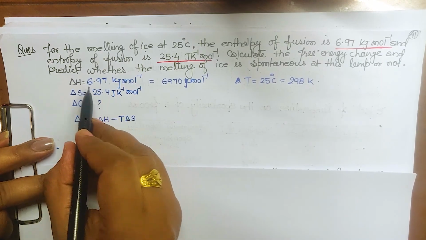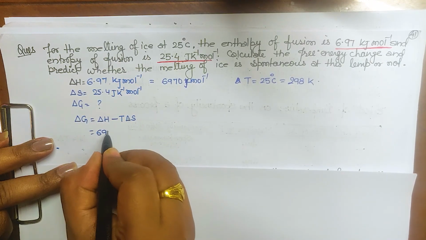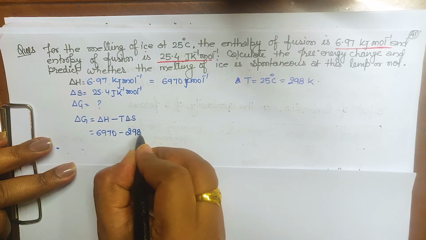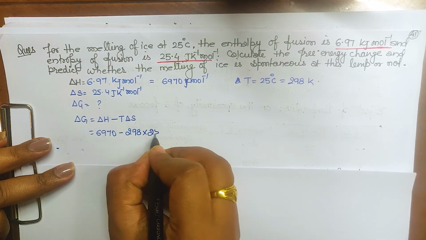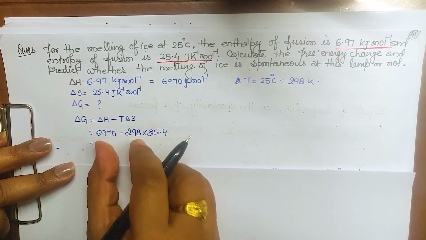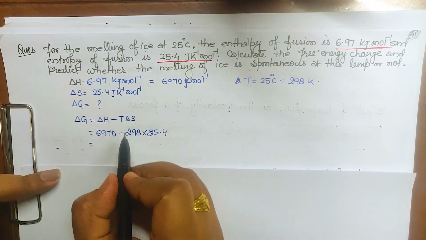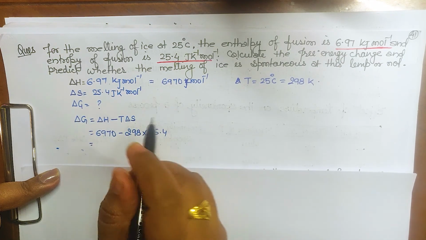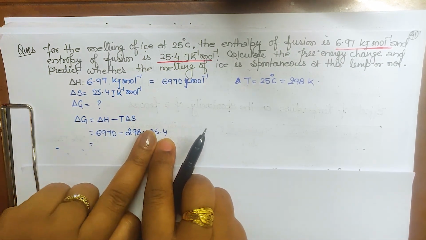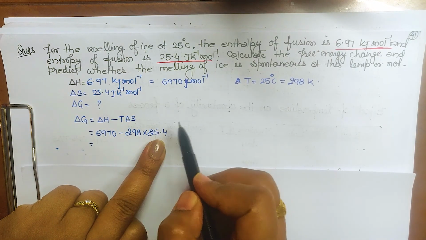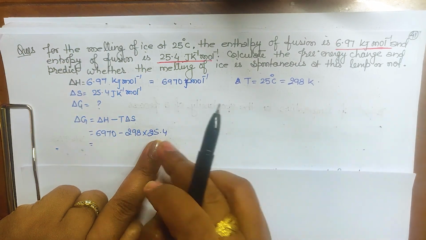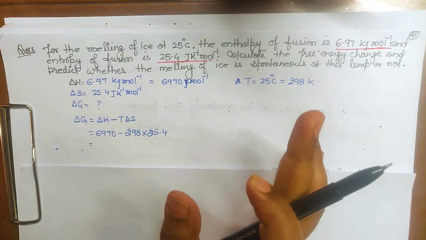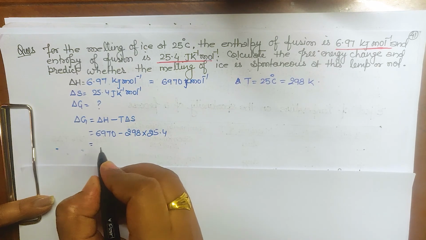Okay, so now put in the values and simply we will get the answer. Delta H is 6970 minus temperature, here 298, and delta S here is 25.4. The units are the same, so there is no problem at all. This is joule per Kelvin per mole and you have multiplied by Kelvin, so Kelvin and per Kelvin will cancel out. So this is also joule per mole and this is also joule per mole. So the units are the same. Now just solve this and you will get it.